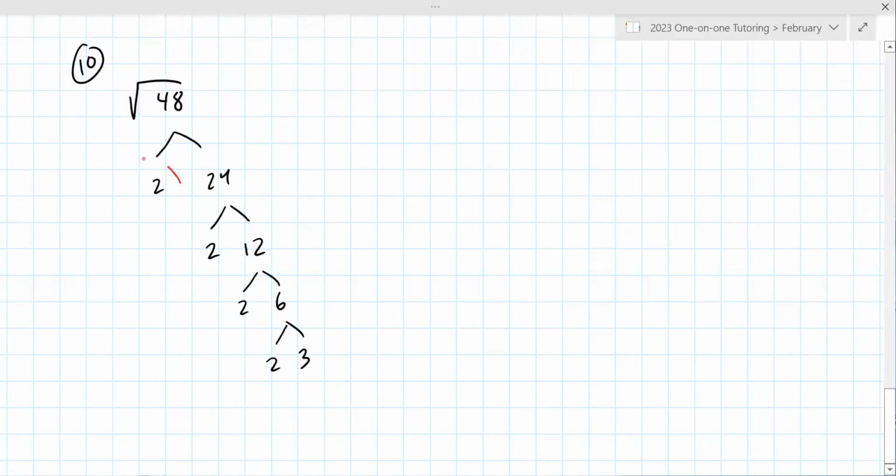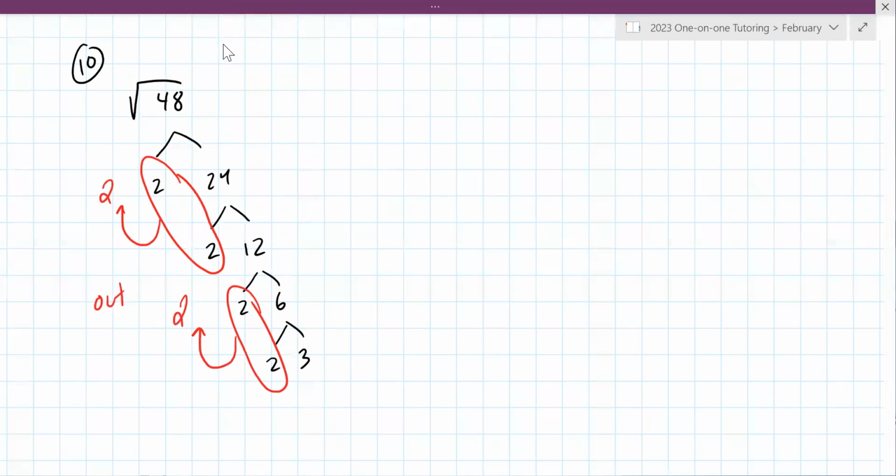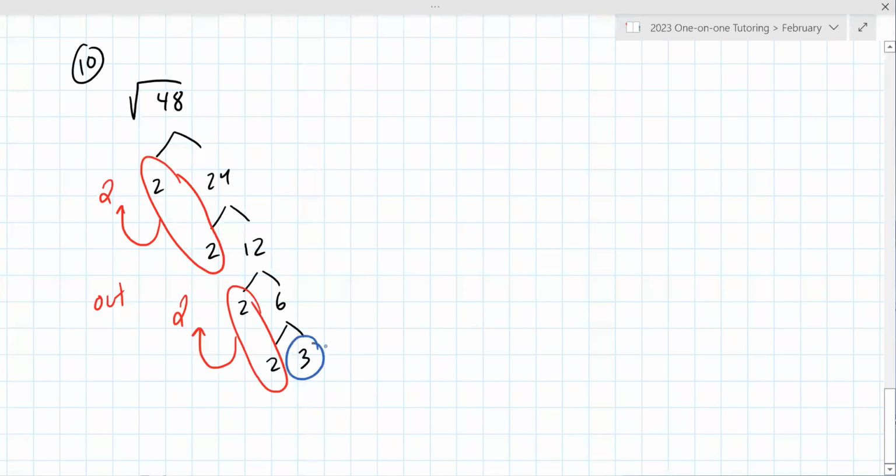This time there are 2 pairs. So I'm circling 2 pairs. And for each pair, you bring one out. So you bring a 2 out and you bring a 2 out. These are on the out. Everything left over is going to be on the in. So the 3 is in the in.